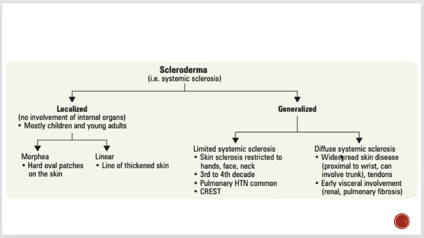The other one is diffuse systemic sclerosis, in which there is widespread skin disease proximal to the wrist. If you come towards the medial side, it can involve the trunk and tendons, and there is early visceral involvement like renal disease or pulmonary fibrosis.